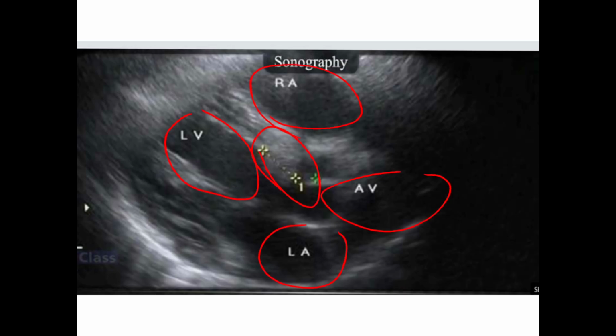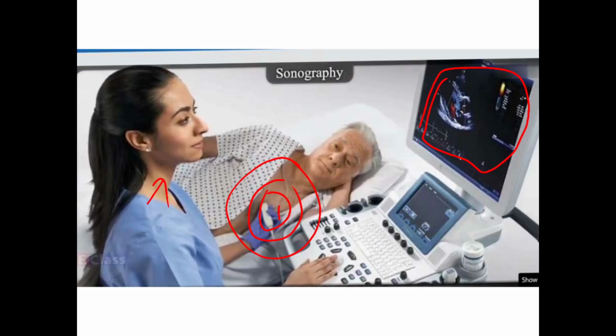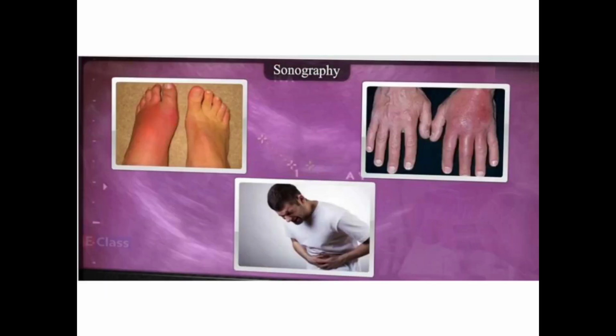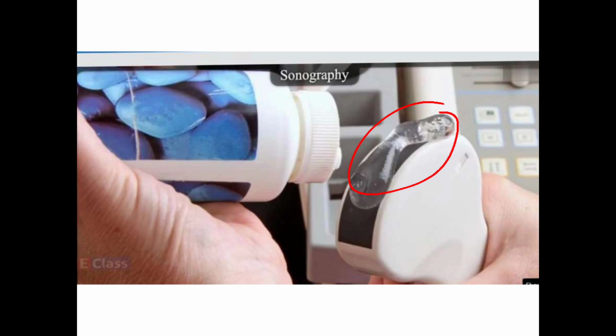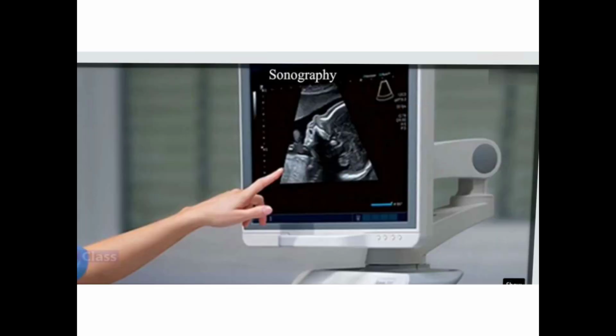For example, you have observed in this particular diagram, they are studying the heart. So on the outer part of the heart, the skin part, they are applying this gel. And then high frequency sound is transmitted inside the body with the help of the probe.